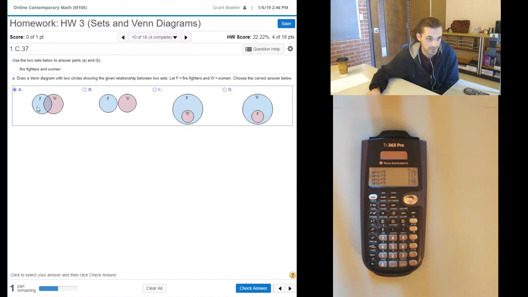So this is saying some firefighters are women and some women are firefighters, but not all firefighters are women and not all women are firefighters, right? The blue set here is representing all firefighters. The pink set here is representing all women. Some women are firefighters, so that is represented with this overlap.